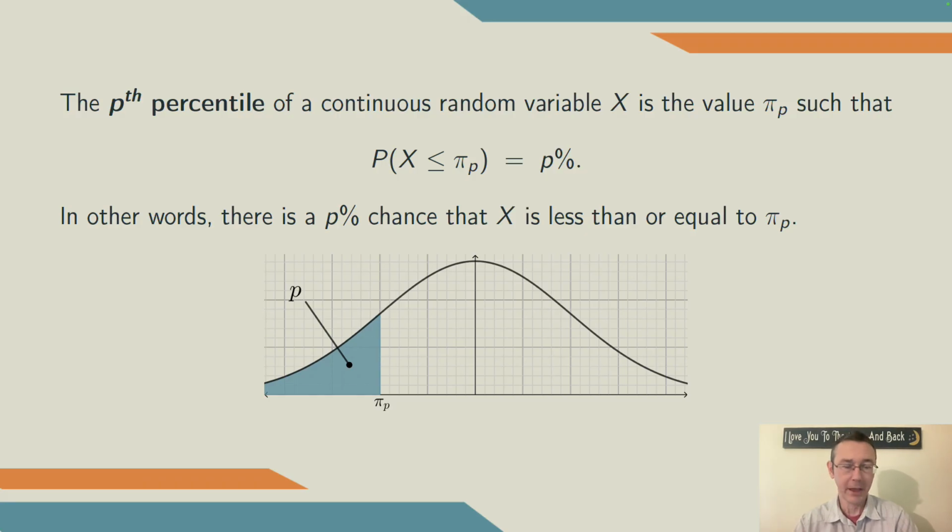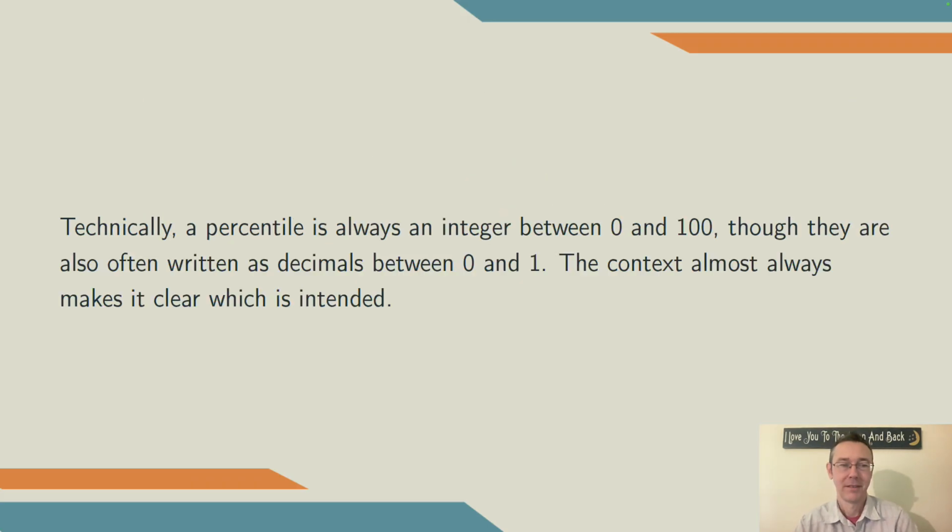I think a picture's helpful, so here I've shown it for a normal distribution. We have the value pi sub p, and the area to the left of that should be exactly p%. Now technically, a percentile is always an integer between 0 and 100, though they're sometimes written as decimals between 0 and 1. The context almost always makes it clear which one's intended. This is a place where mathematicians and statisticians are sometimes a little sloppy, and it's mostly okay.